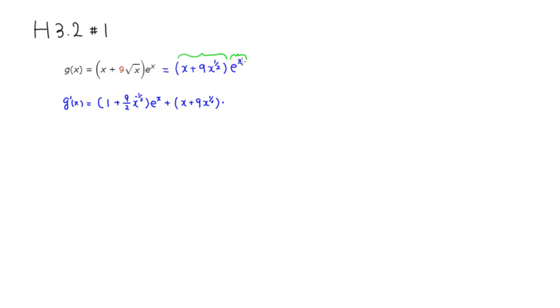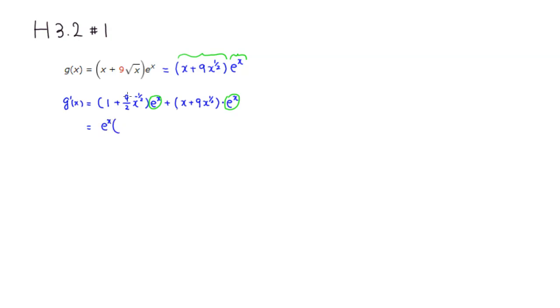Then you take the derivative of the second, but the derivative of e to the x is e to the x again, so you have e to the x. All right, we can clean it up a little bit here. Since we have e to the x in the first and the second term, both terms have the e to the x, so I'm going to pull out e to the x.